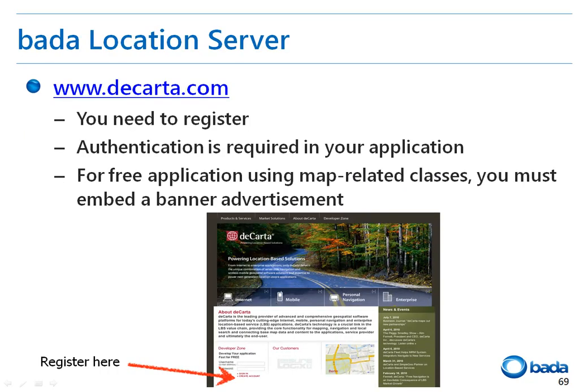To use the location service, you have to first log onto the location service server. The URL of the bada location server is www.geocoding.com. You need to sign up to create an ID and log into the server. If an application uses the service, authentication is required. If a free application uses a map-related class, a banner advertisement must be embedded into the application.